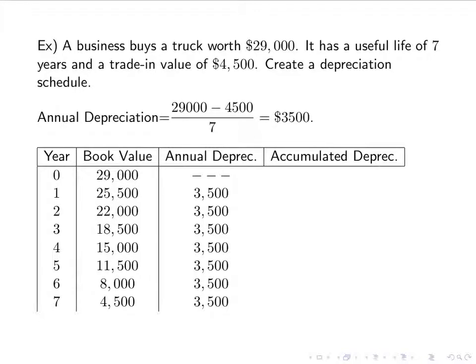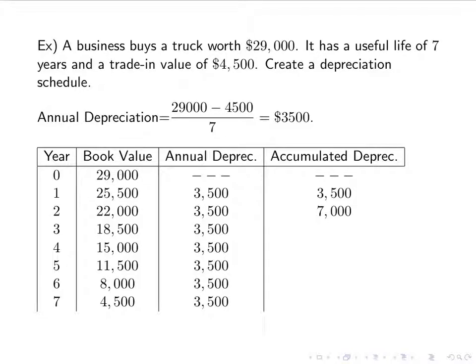Annual depreciation, again, every year is $3,500. Again, year 0, there's a blank. There's nothing. I'm not depreciating that year 0. But every year after that, starting at year 1, I am depreciating $3,500. For accumulated depreciation, again, there's nothing year 0. Starting at year 1, I have my first year's depreciation, which is $3,500. Every year after that, I am adding $3,500 each time.